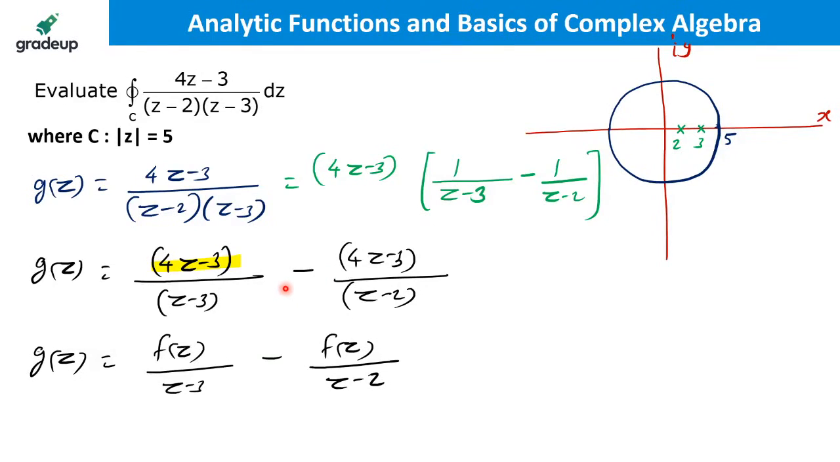After doing the partial fractions, we are getting a minus sign here, so that minus sign will be available between. How can you distribute it into two parts? You have done the partial fractions. These are the partial fractions.